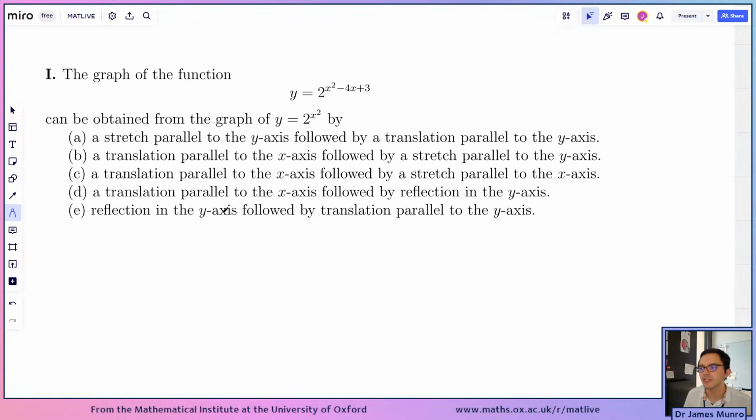So we've got some transformations to do here, and it's going to come from working out what we do to this graph in order to get to this one. So we're going to start with 2 to the x squared, and then we're going to do stuff. I think it would be helpful to complete the square, to try and make this look a bit more like 2 to the square of something. So I'm going to complete the square to see what happens.